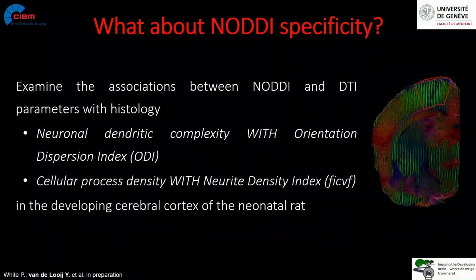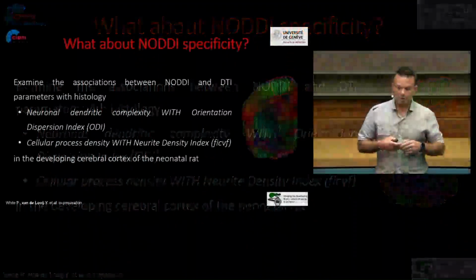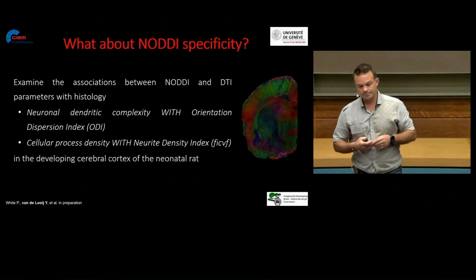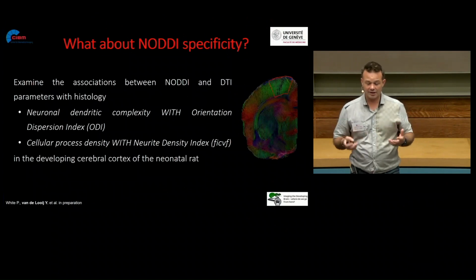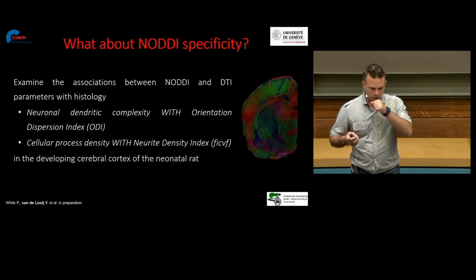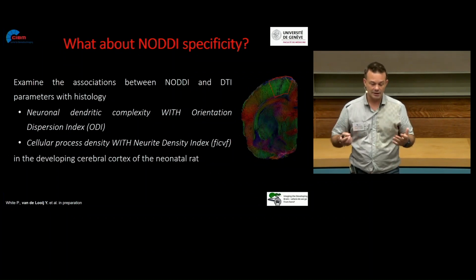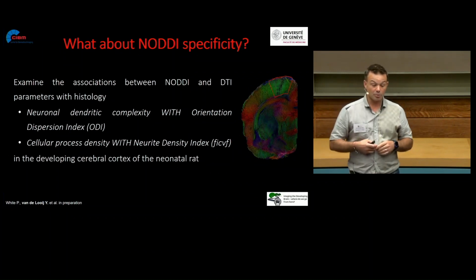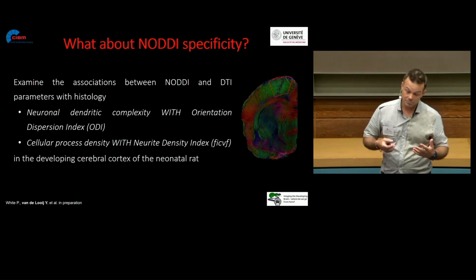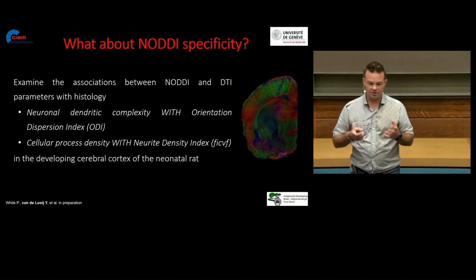Okay, I will finish with NODI specificity. So I said before that the problem of DTI is that it's not specific enough to the tissue microstructure, and that multi-compartment models could be an answer to this problem. So we wanted to see if it works or not.